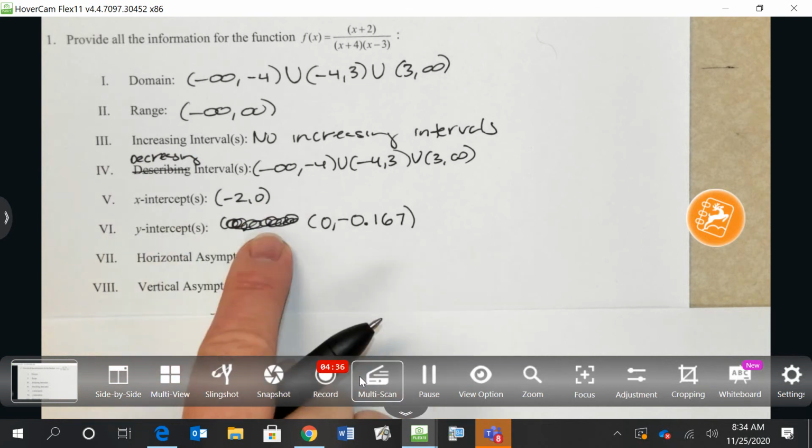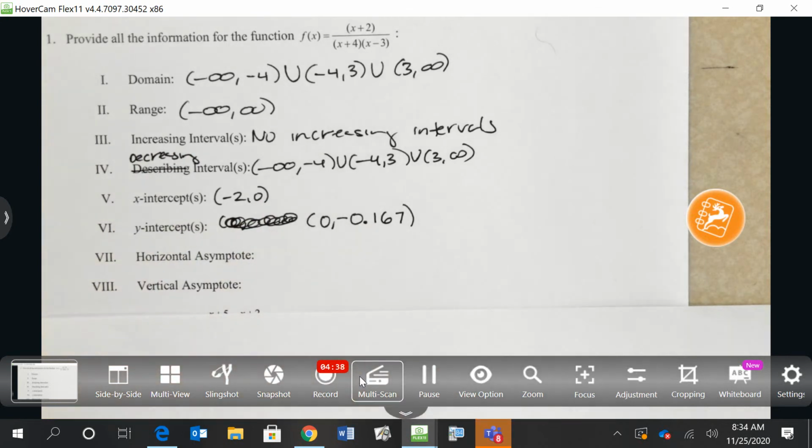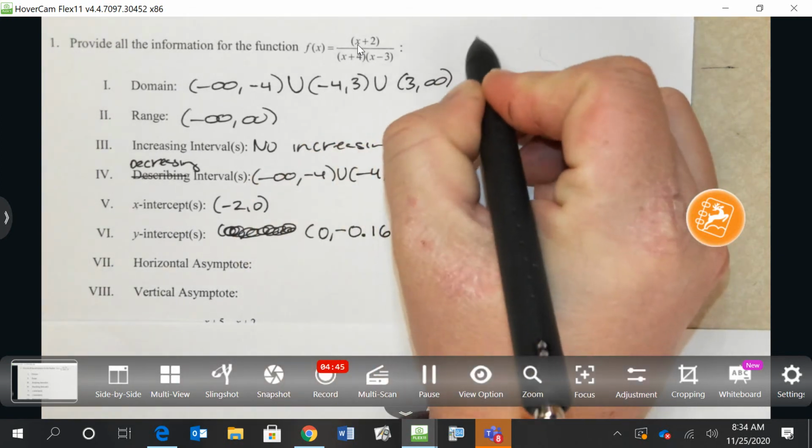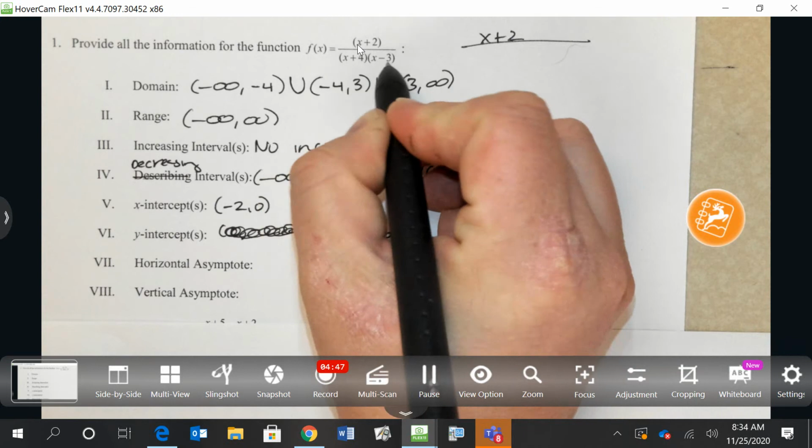I've identified the x and y-intercepts. Let's talk about the horizontal and the vertical asymptotes. Now, if I went up here and I foiled this out, it would look like this. So here's my top, and here's the bottom.